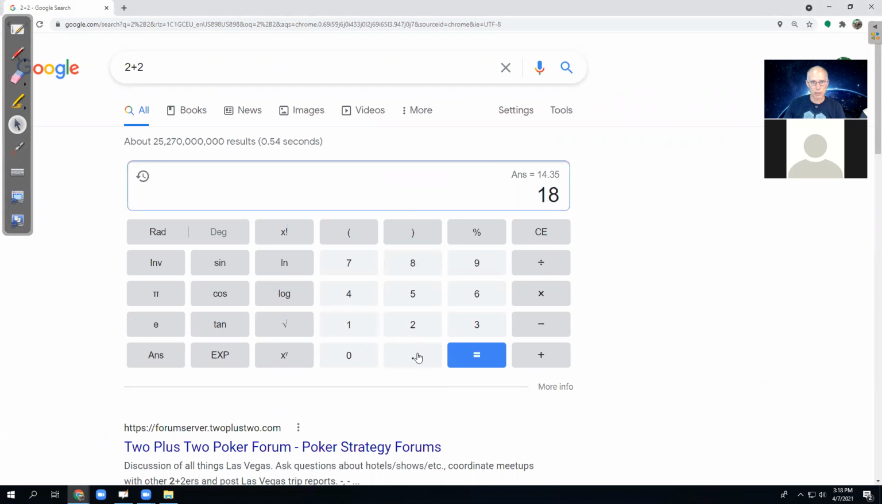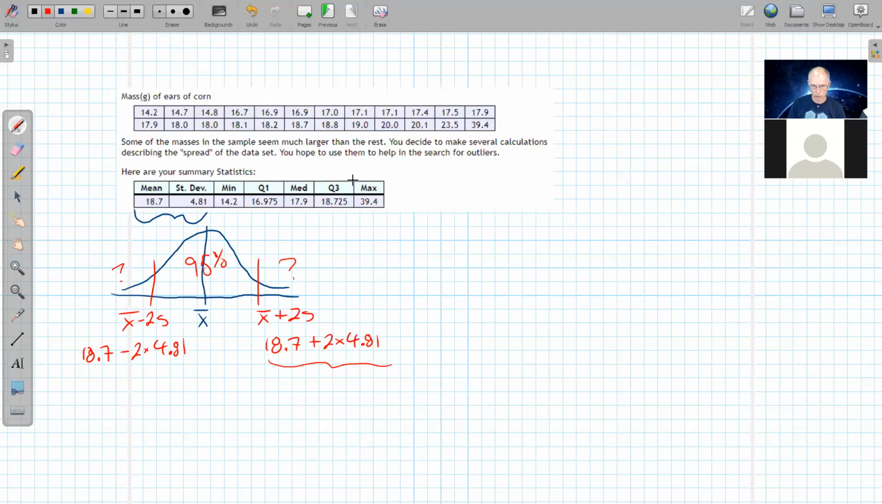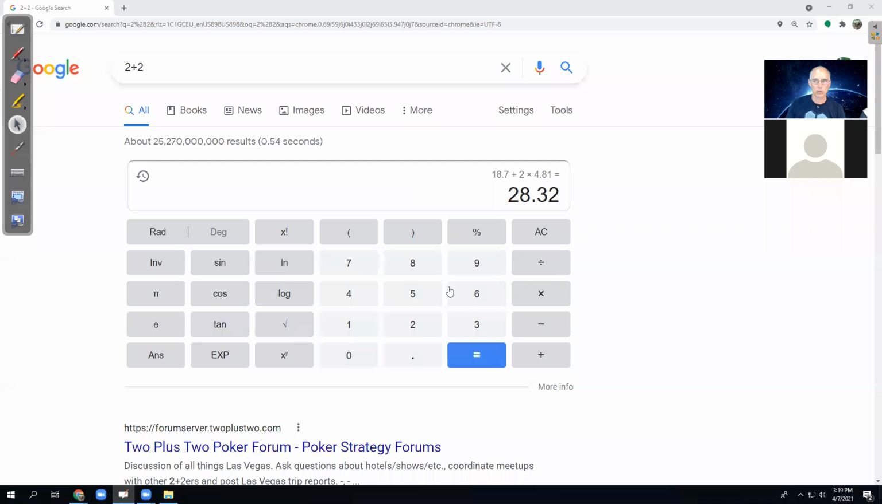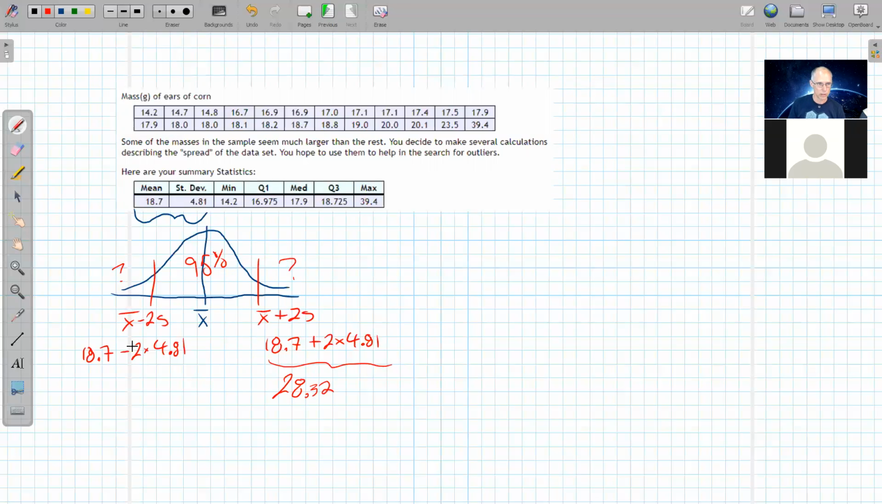So 18.7 was my mean, plus 2 times 4.81. My upper limit was anything above 28.32. My lower would be start at the mean, and subtract 2 standard deviations. That's 9.08. So notice there's nothing below 9.08 up here in the data, but for 28.32, there is 1 number above.